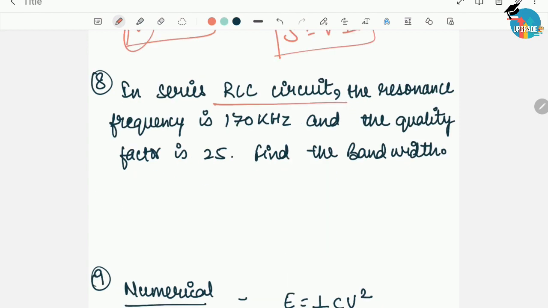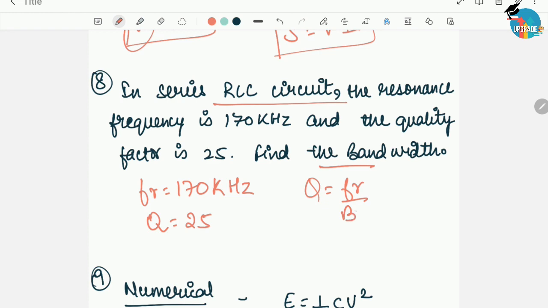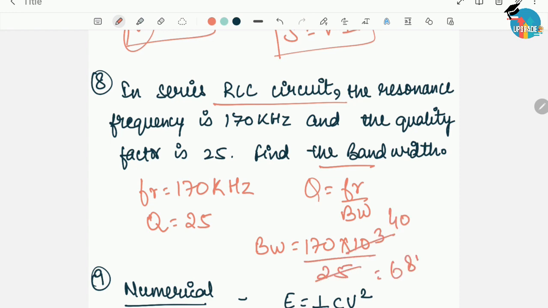Next question asked was, in a series RLC circuit, the resonance frequency given is 170 kilohertz and the quality factor is 25. So we have to find here the bandwidth. The formula for the bandwidth is the quality factor is equals to resonance frequency upon bandwidth. So bandwidth is equals to resonance frequency upon the quality factor. So the correct answer is 6800.